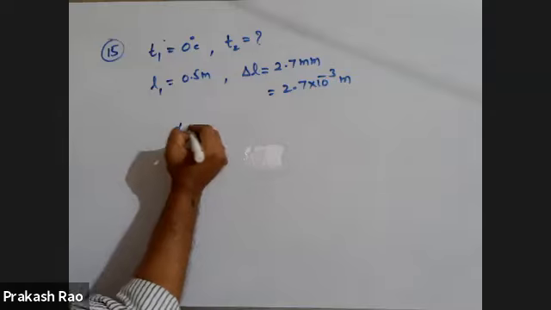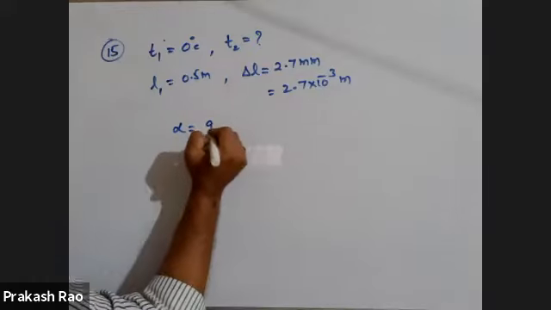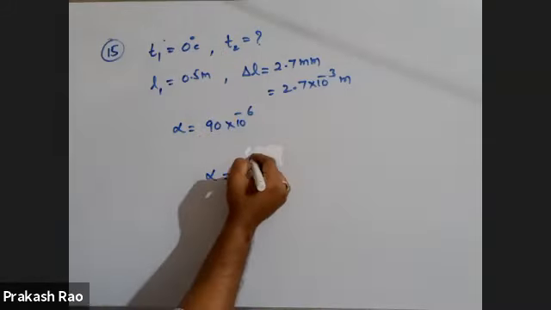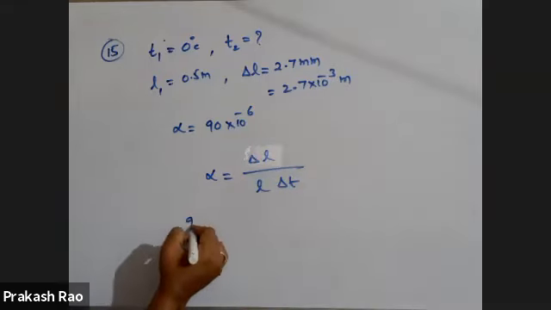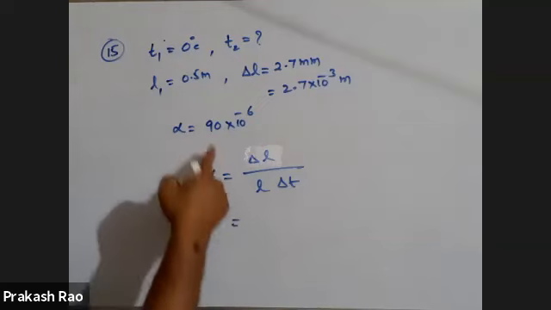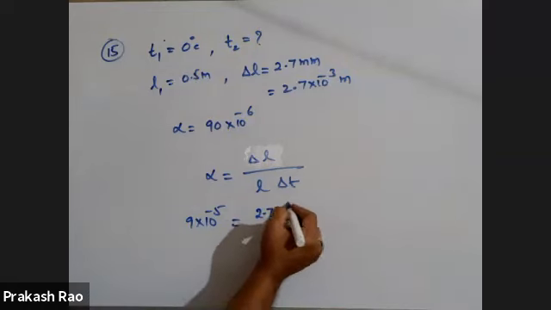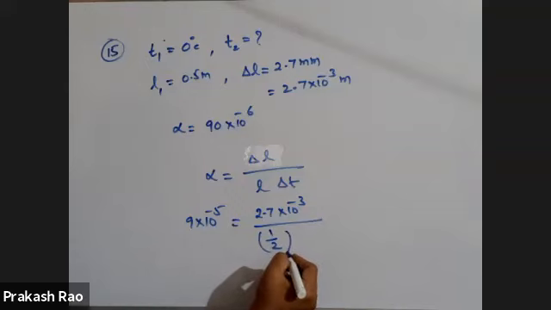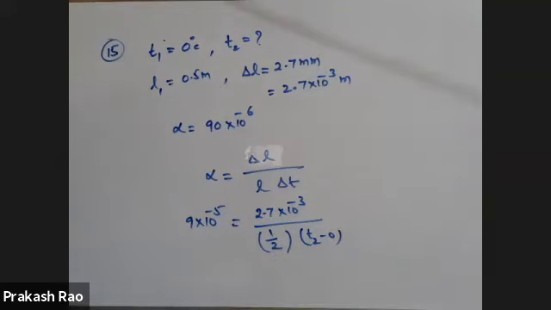Alpha is also given. How much is it given? 90 into 10 power minus 6. You want to get this. Alpha is equal to delta L by L into delta T. Alpha is 9 into 10 power minus 5 I can write. Delta L is 2.7 into 10 power minus 3. L is 0.5, I can write it as 1 by 2. Delta T means T2 minus 0. I have to find this T2 only.